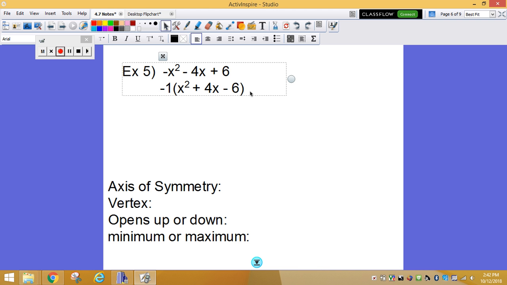Okay, now it's going to work just like the way we've been doing it. So I'm going to have a negative 1. This first part is going to go in my parentheses, and I'm going to have that minus 6 at the end.